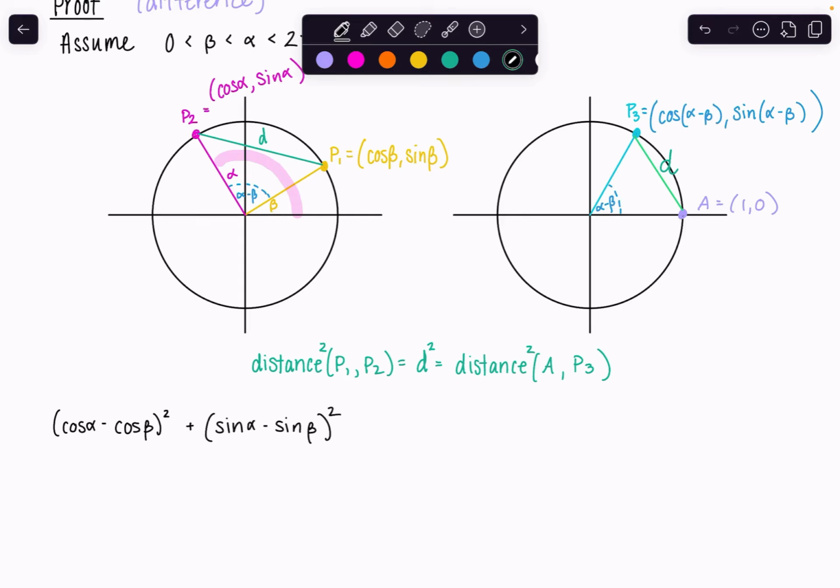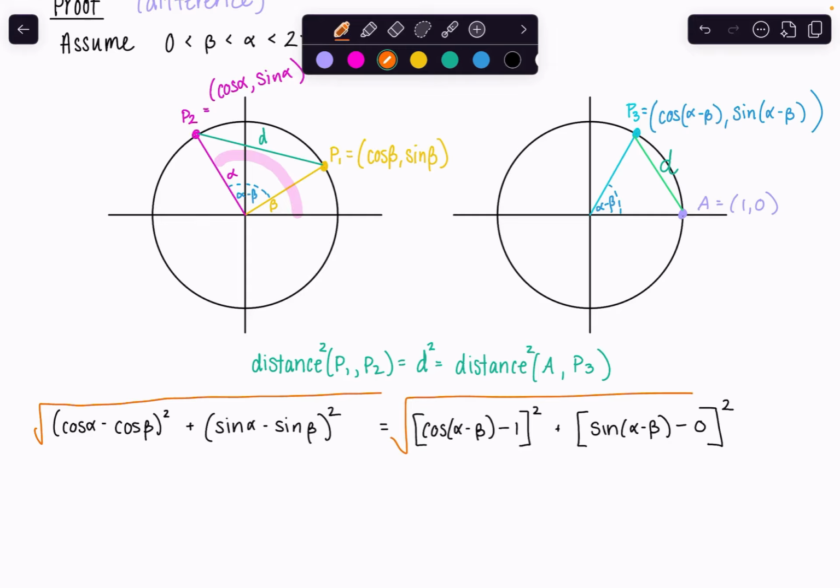Okay. That equals the distance between these 2 points. So that is my difference in x values squared. So that's cosine of alpha minus beta minus 1 squared, plus the difference in y values, which is sine of alpha minus beta minus 0 squared. Okay. So again, the distance formula involves the square root of each of these, but I'm just immediately squaring it to get rid of both of them.